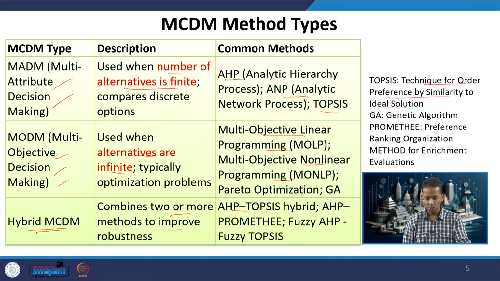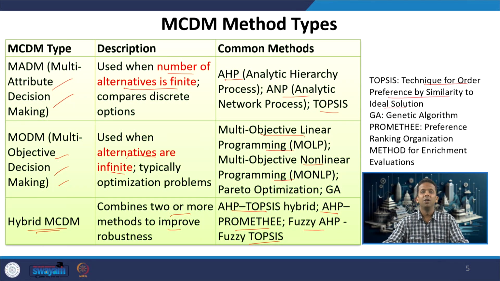So, it can be AHP TOPSIS, AHP PROMETHEE, AHP Fuzzy TOPSIS, or Fuzzy AHP versus Fuzzy TOPSIS. So, there can be n number of hybrid methods depending on how many individual methods there are, and whether we can really merge them. So, with the number of alternatives being finite, these are most real world problems where you have, say, 5-6 alternatives, and you have to choose one. But can you think of a problem where alternatives are infinite and where you need the optimization?